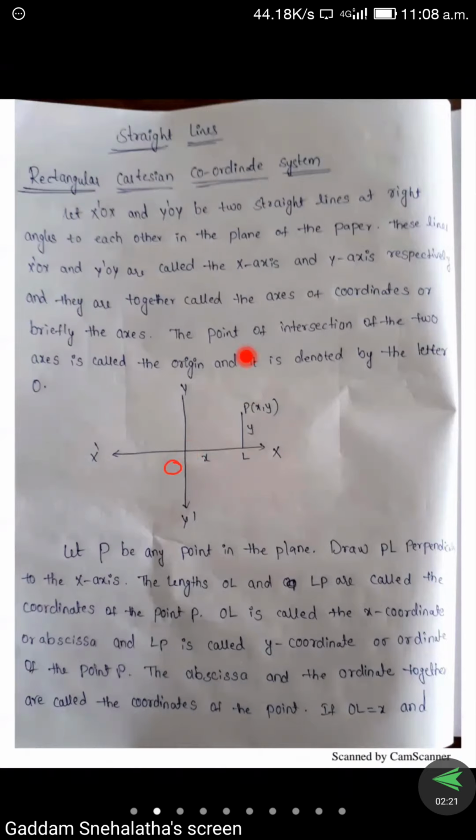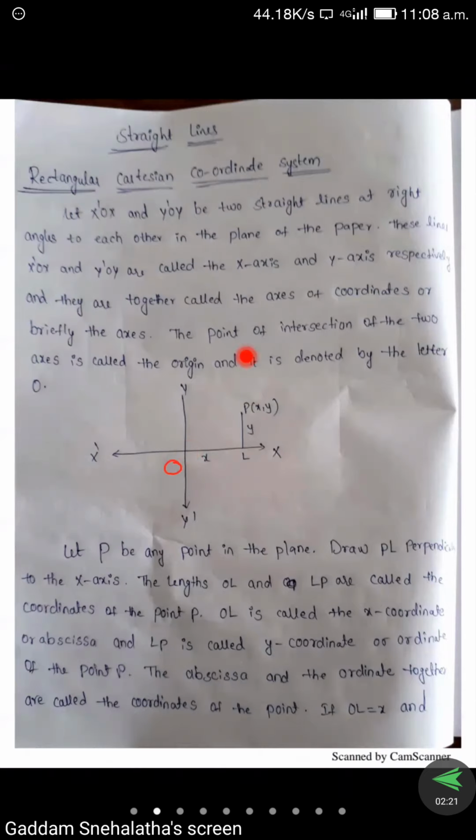So OL is the x coordinate or abscissa. And LP is called y coordinate, because LP is the length along y. So y coordinate we can say as ordinate. Ordinate means y coordinate, abscissa means x coordinate. Here x coordinate is OL and y coordinate is LP.